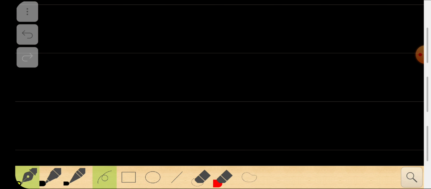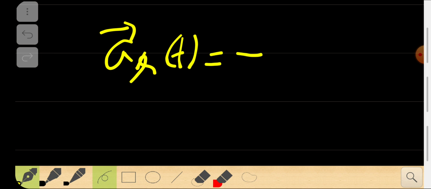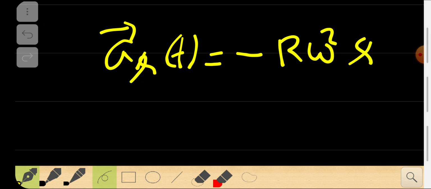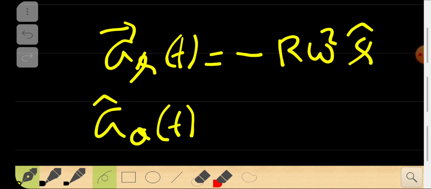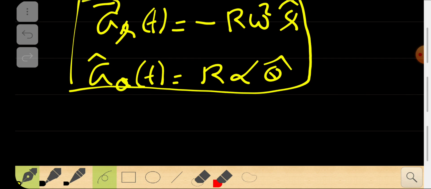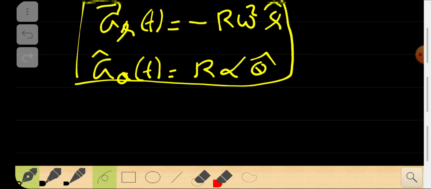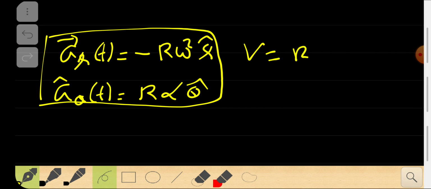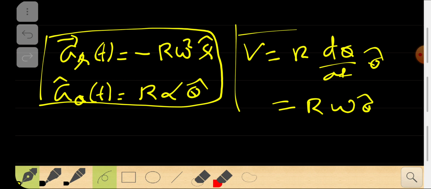The first concept we have gone through is a of r, the radial acceleration, which was equal to minus r times omega square r cap. So that was radial acceleration. And we have also found out the tangential acceleration, which is r alpha in the theta cap direction. That was what we found out in the first lecture. We have also found out that velocity was equal to r times d theta by dt in the theta cap direction, which is r omega in the theta cap direction.